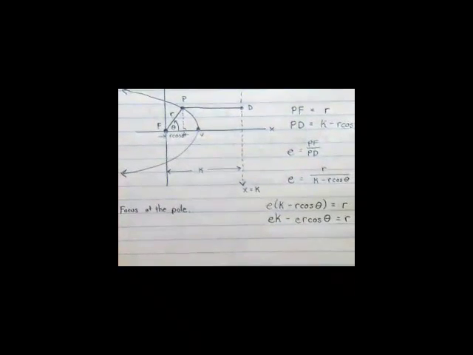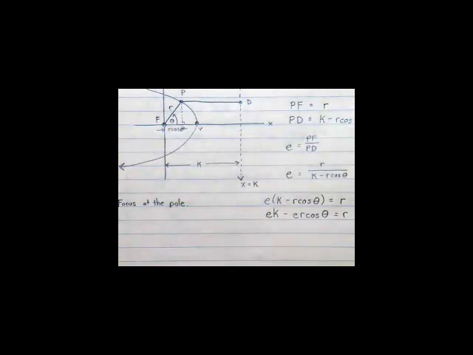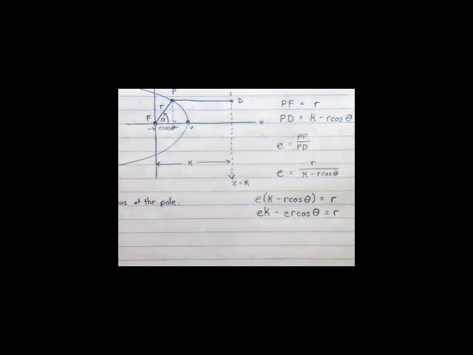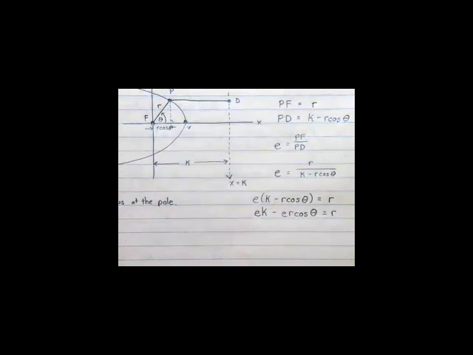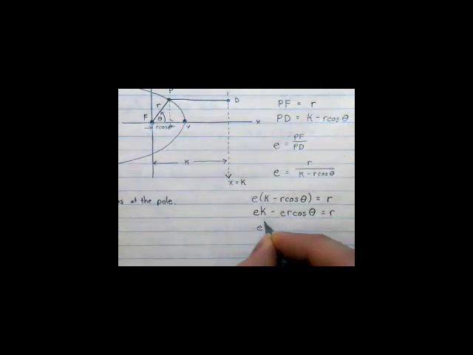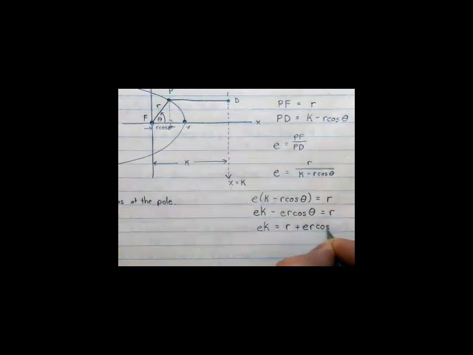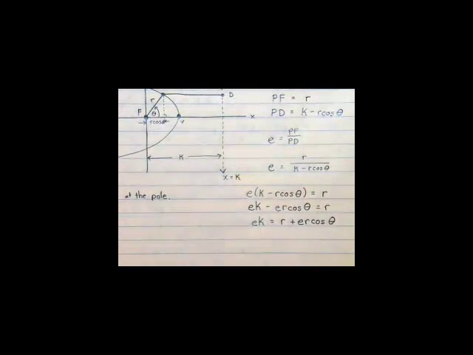All right, so I got that distributed. That's good. What should I do now? By itself. Two of them in there. So add that term to the other side so we can put the r's on the same side, even though it's got that other stuff with it. So ek equals r plus er cosine theta. Okay, we're closer. What now?